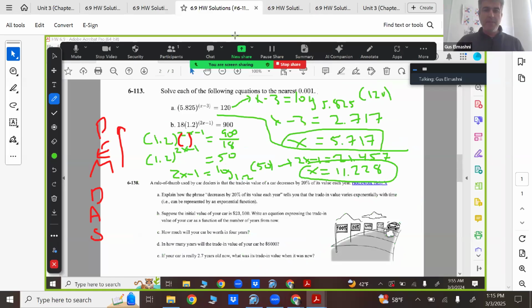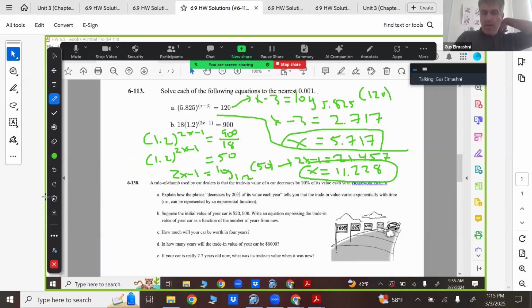Oh, there was a graphing problem. I'll have to do that a little later. For 6-1-13, you have that. That should be pretty straightforward. So that makes sense. You have to do logs. Let me clear the screen here.